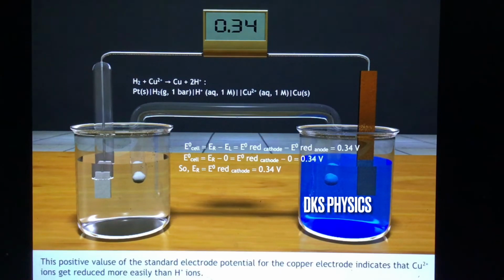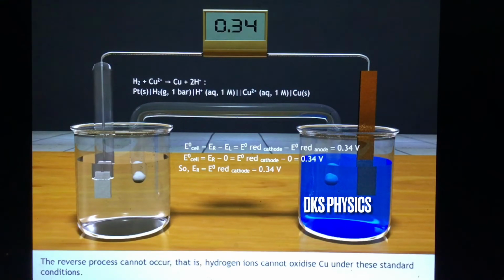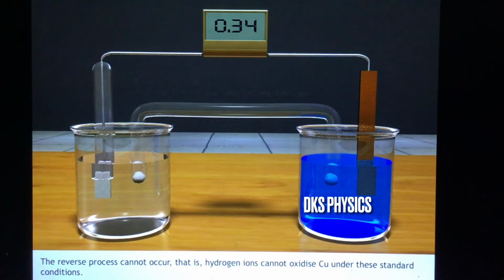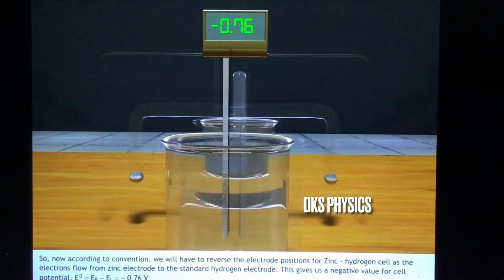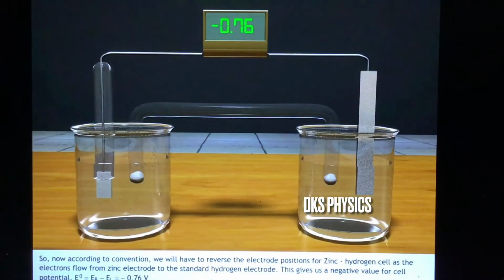This positive value of the standard electrode potential for the copper electrode indicates that Cu2+ ions get reduced more easily than H+ ions. Now, the reverse process cannot occur. That is, hydrogen ions cannot oxidize copper under these standard conditions. So, now according to convention, we will have to reverse the electrode positions for the zinc hydrogen cell as the electrons flow from the zinc electrode to the standard hydrogen electrode.